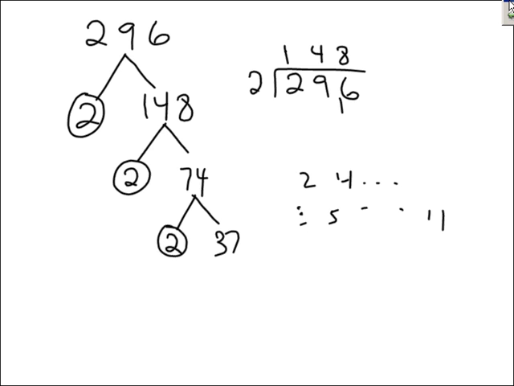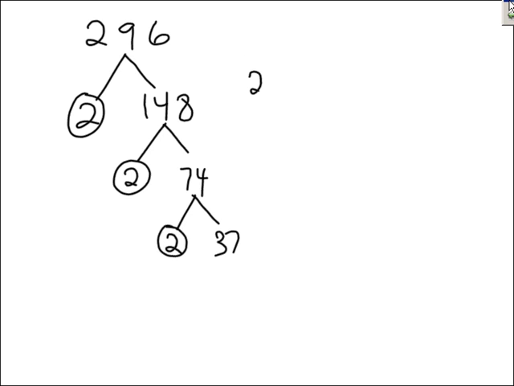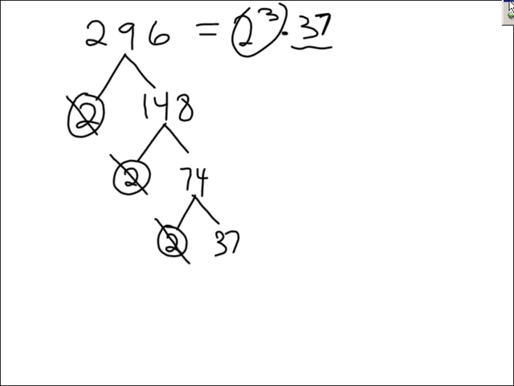Okay, excuse me. I was going to say that is the prime factorization of 296. But no, it's not. The prime factorization of 296 is 2 times 2 times 2, 2 cubed, times 37. 2 cubed is 8. What do you think 8 times 37 is?